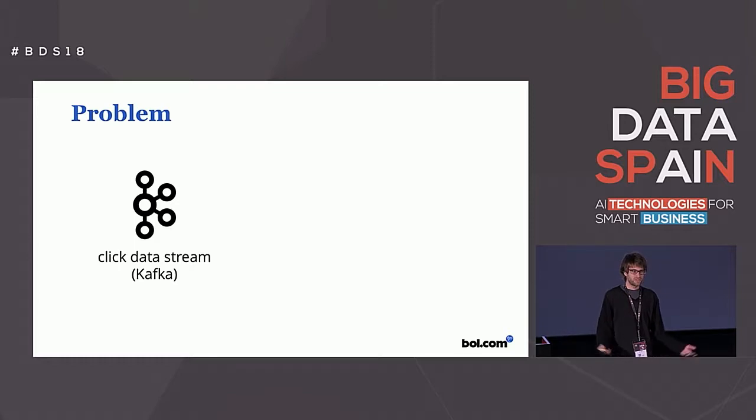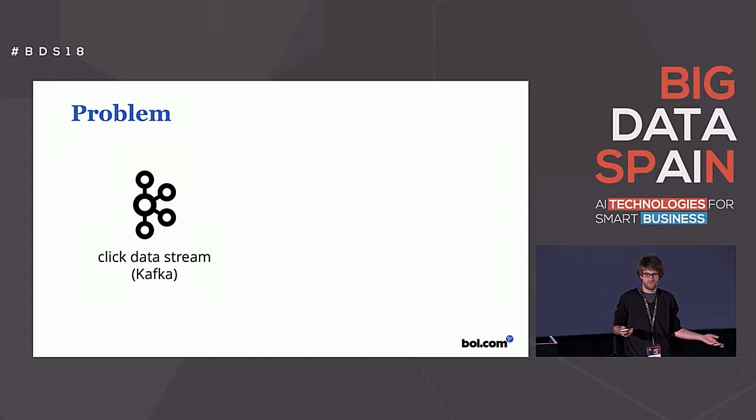So what is this problem exactly? So first, we have click data, so basically events about users viewing some products, clicking on recommendations, all sorts of things. And we store this data in Kafka. And I think you probably know Kafka. How many of you know Kafka? OK, yeah, sure. I'm at the right place. So it's a distributed message queue, simply.